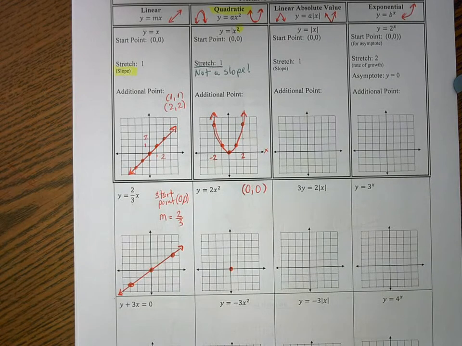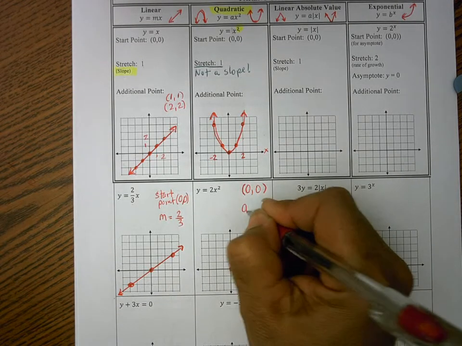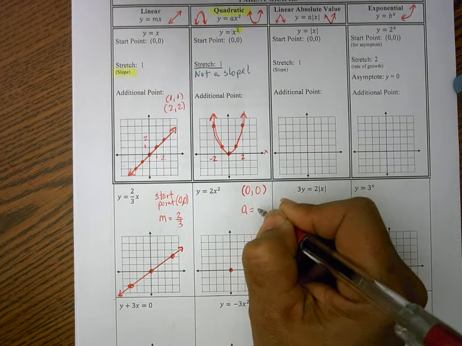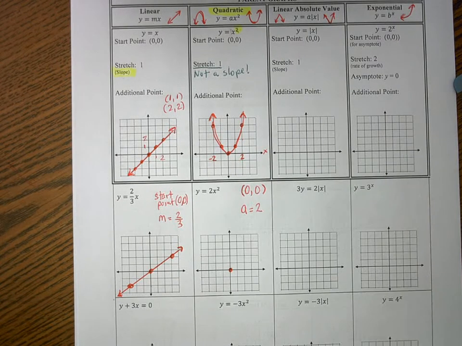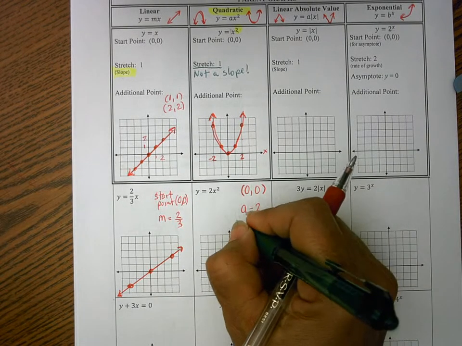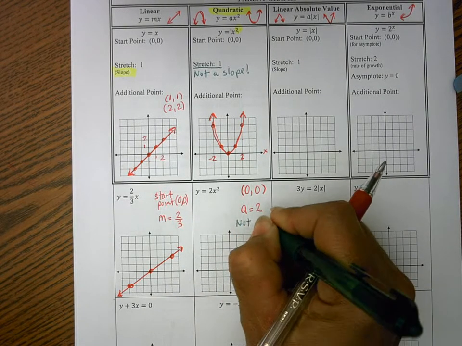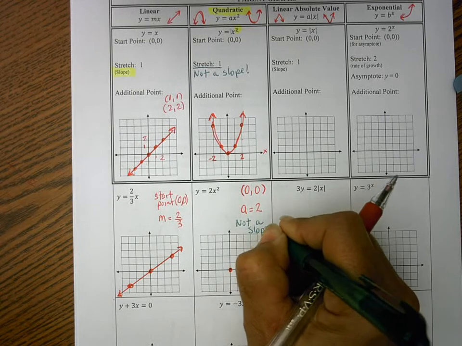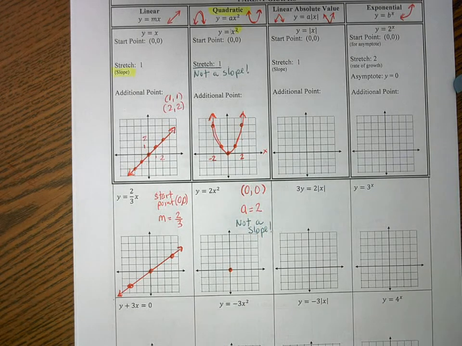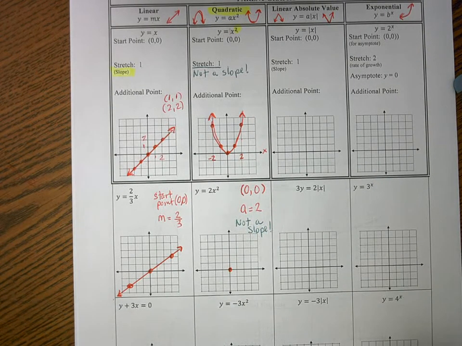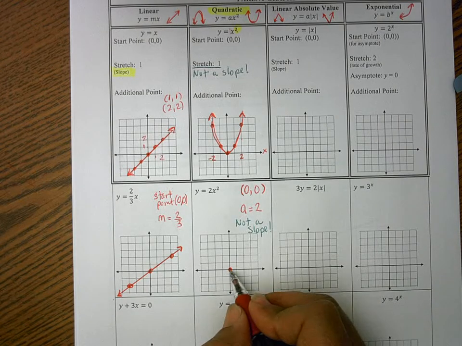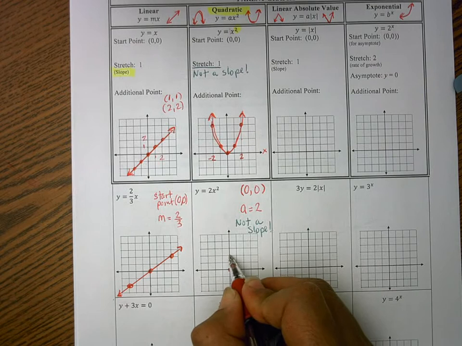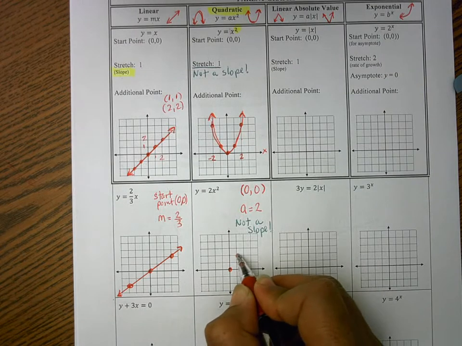Okay, now my stretch, my a value, is a 2. Remember, I'm going to write to myself a note: it is not a slope. So please don't count it more than one time because the pattern does not continue like a slope, okay? So from here, I'm going to go up 2, and I'm going to go 1 to the right, okay?